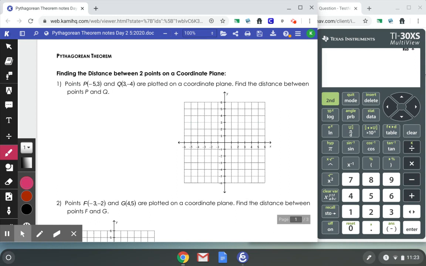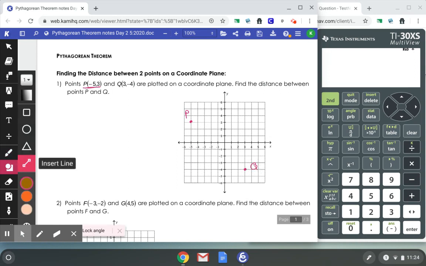Okay, so what I'm going to do first is plot the two given points. P is at -5, 3. I'm going to label it, and Q is at 3, -4. So I'm going to plot that. All right, I'm going to connect my points with a line. And it wants to know what is the distance between those 2 points, okay?